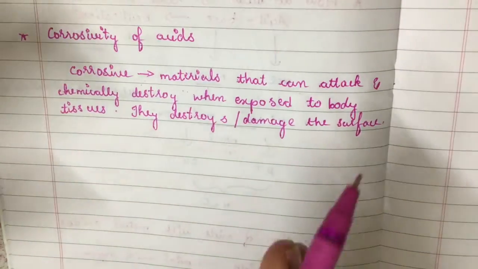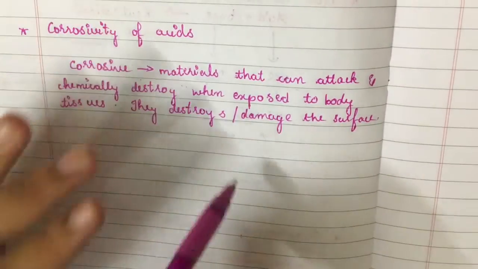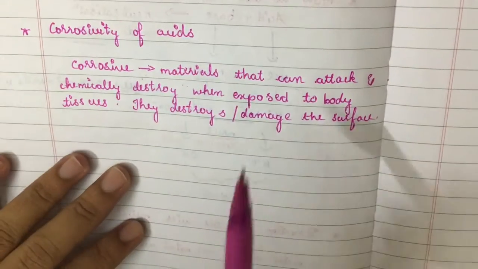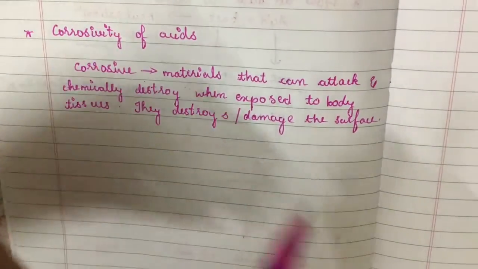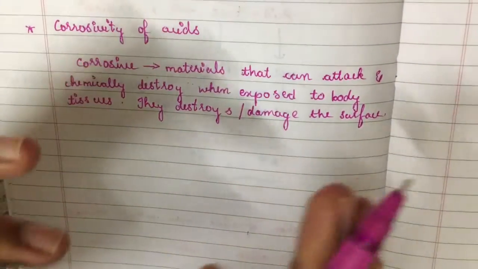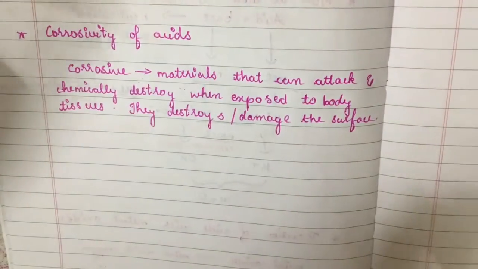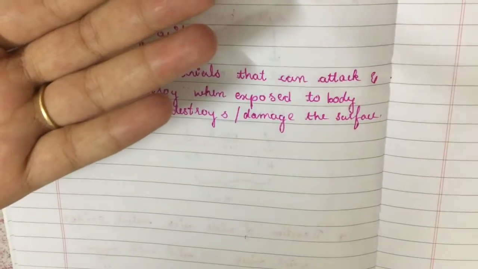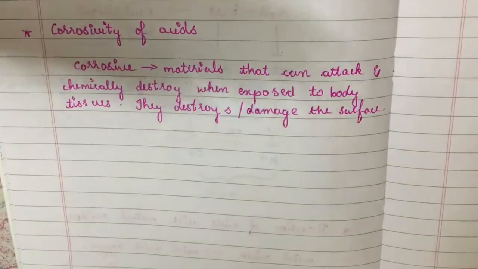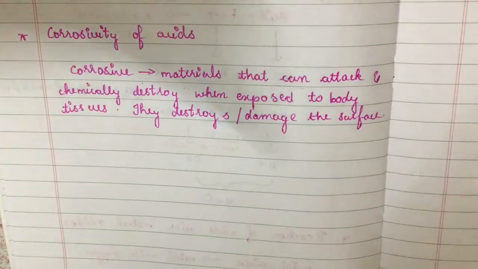As you have seen in the picture in your textbook, for example, we can consider acid, and the strongest acid is sulfuric acid. When sulfuric acid falls on our tissue, or on any other metal substances, they get corroded. They get corroded means they get destroyed. When an acid, for example concentrated sulfuric acid, falls on our body or any part of our body, there will be damage, and our body will get destroyed.